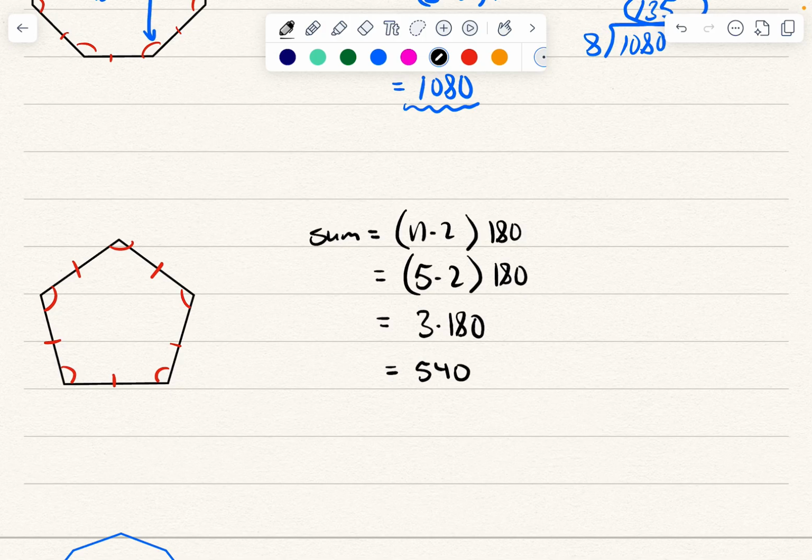But because this is a regular pentagon, we know that that 540 degrees is distributed evenly. So I can take that 540 and say, what is 540 divided by 5? And I get 108, which means that angle right there is 108 degrees. I hope you're seeing how easy this is. This is really simple stuff, okay?